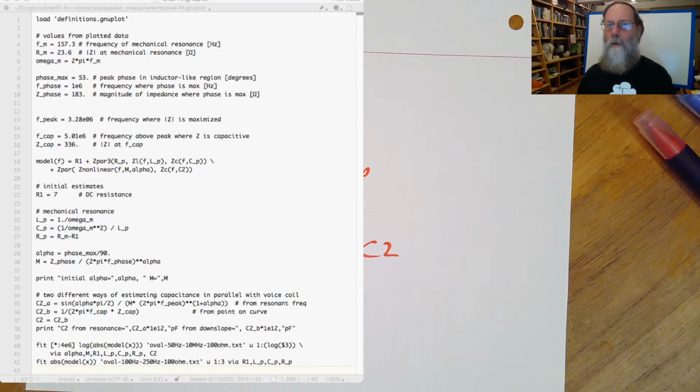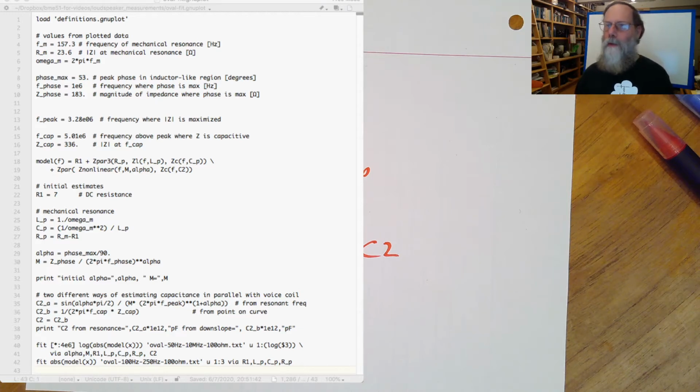I looked at what the maximum phase ever was in the inductor-like region, and that was just 53 degrees roughly. I have the frequency at which that maximum occurred, which was about 1 megahertz, and I looked at what the magnitude of the impedance was at that 1 megahertz or close to it, and it was about 183 ohms. These numbers don't have to be super precise because I'm just using them to get initial values, but I basically reported them to the accuracy that I had in the data file. I rounded a little bit to make it easier to type here.